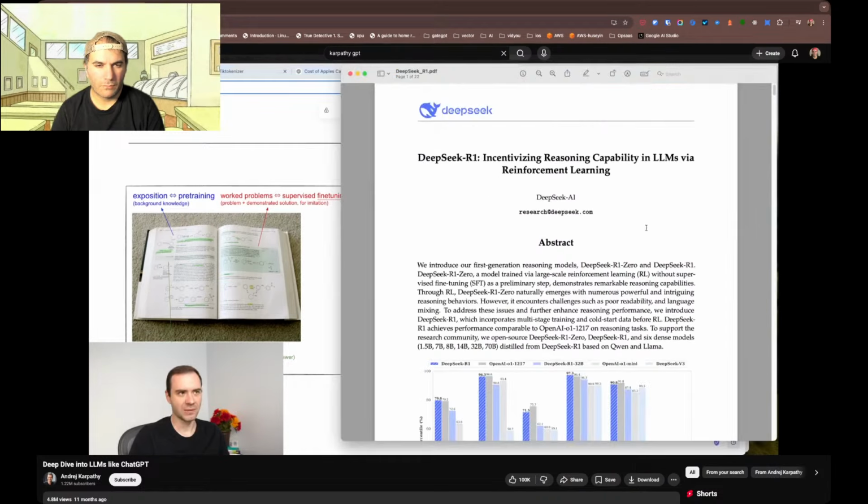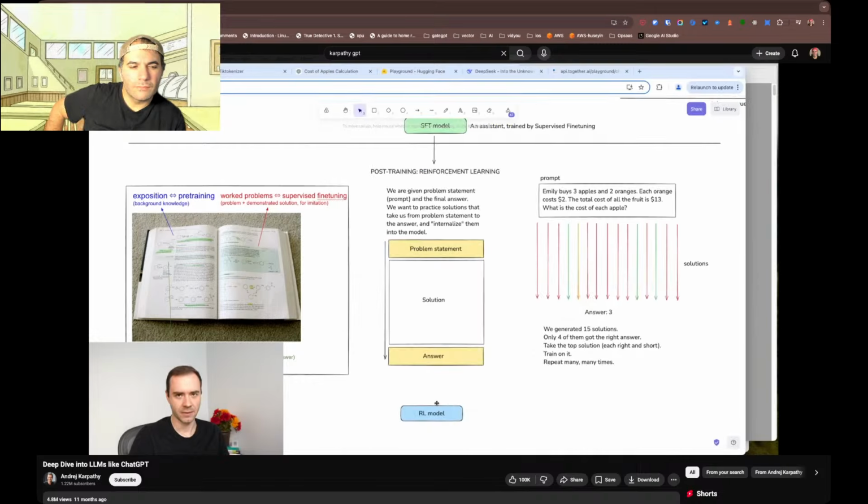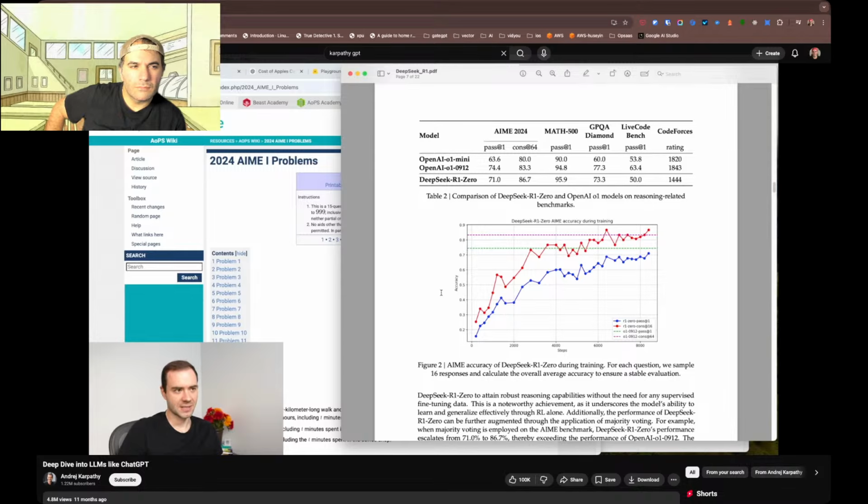So let me take you briefly through this DeepSeek R1 paper and what happens when you actually correctly apply RL to language models, and what that looks like and what that gives you. The first thing I'll scroll to is figure 2 here, where we are looking at the improvement in how the models are solving mathematical problems. This is the accuracy of solving mathematical problems on the AIME accuracy.